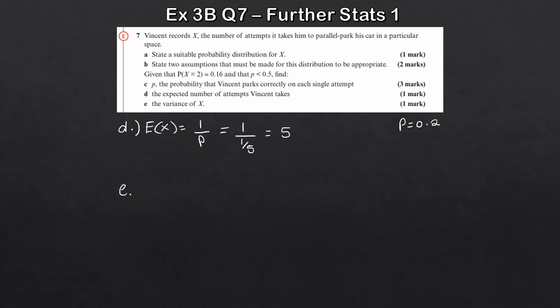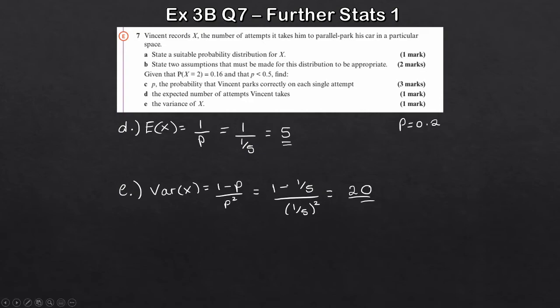And then part E, finally, we have to work out the variance of x. So remember, the variance of x is going to be 1 minus P all over P squared here. So 1 minus 1/5 divided by 1/5 squared. Okay, put all this on your calculator, and what you'll get here is 20 for the variance of x. So nothing more than just doing a bit of number crunching there on your calculator. So 20 for the variance, and then 5 for my mean. And that's that question fully done.